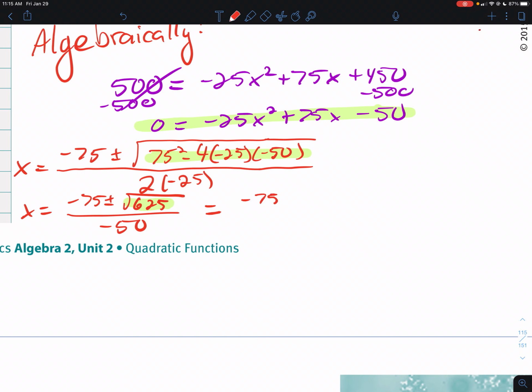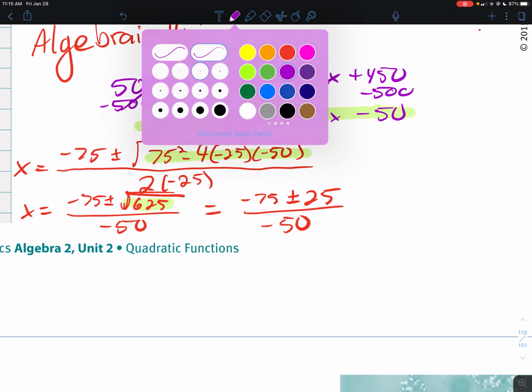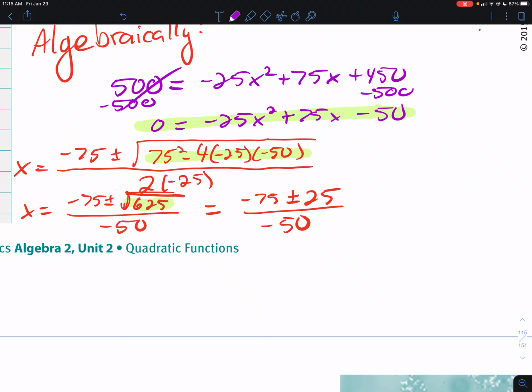So negative 75 plus or minus 25 over negative 50. Notice how the radical went away because we had a perfect square here. The radical did its job and then it went home. So it's just 25. Not the square root of 25, just 25. And then I have two problems I need to simplify. I've got negative 75 plus 25 over negative 50. And I also had to find negative 75 minus 25 over negative 50.